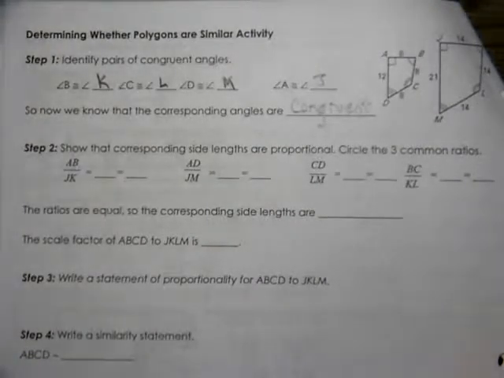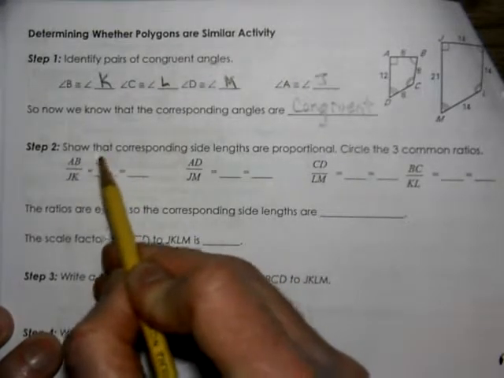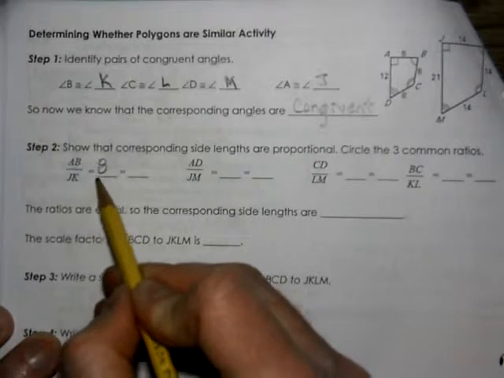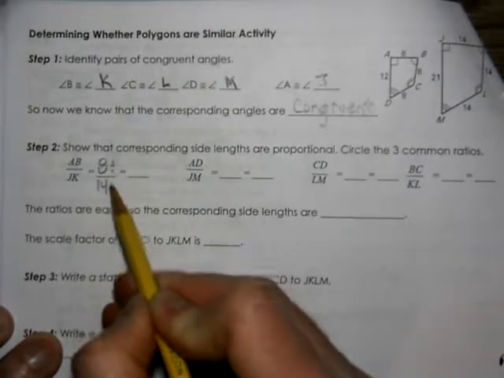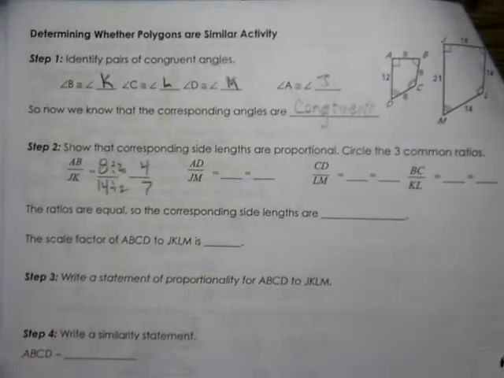The second requirement was that the corresponding sides, when you make a fraction out of them, have to give the same ratio. So we're going to try that. We're going to take AB, which is 8, and JK, which is 14. We're going to divide both of those by 2 and get 4/7. Now 4/7 by itself doesn't mean much.